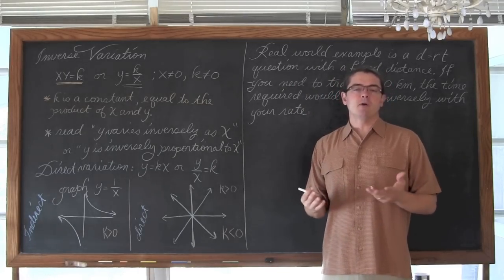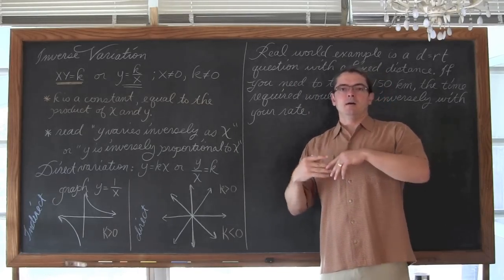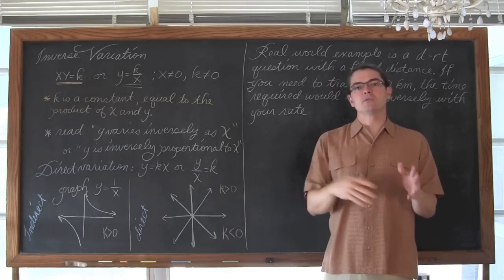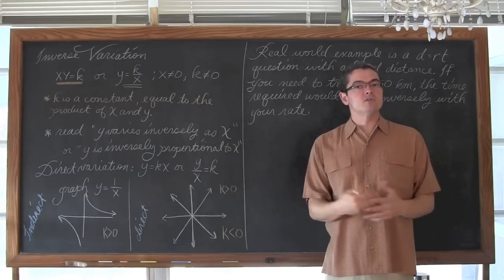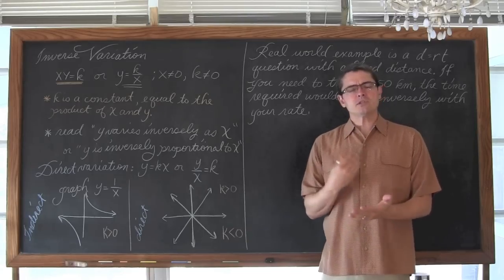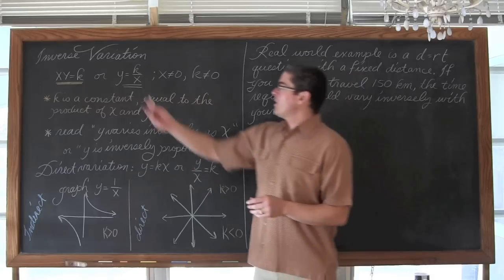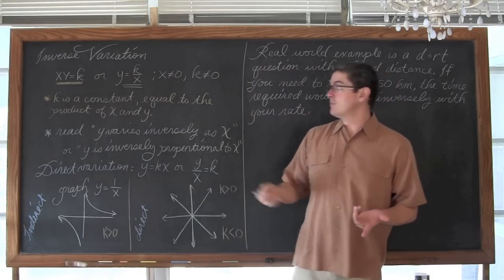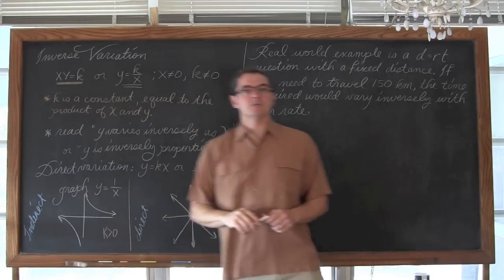So as soon as you're reading a problem and something is inversely related or inversely proportional, or has an inverse relationship with some other variable, just stop right there and write y equals k over x, because that's the design you're going to work with for the problem, or of course, x times y equals k.